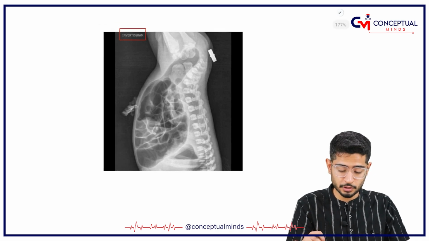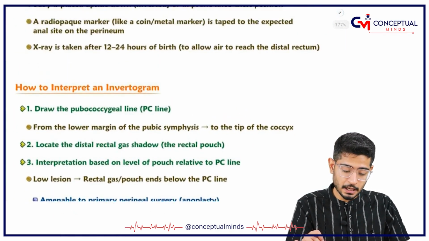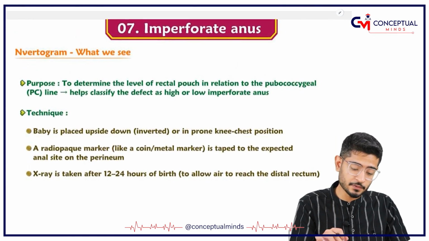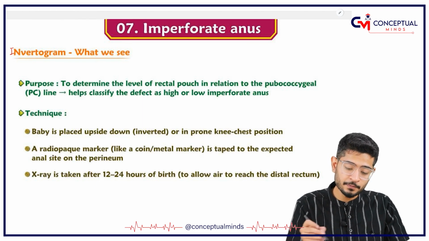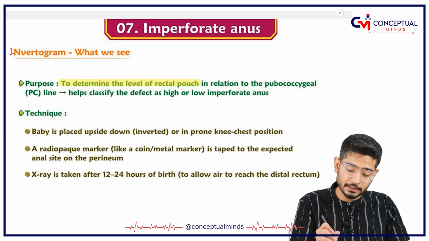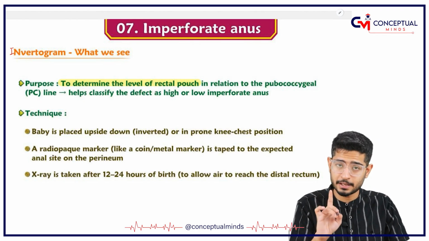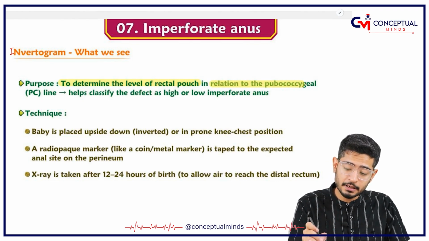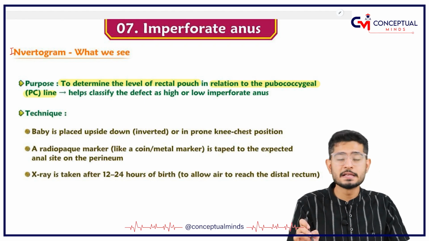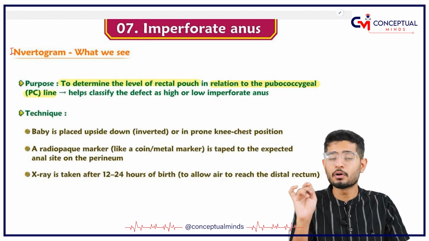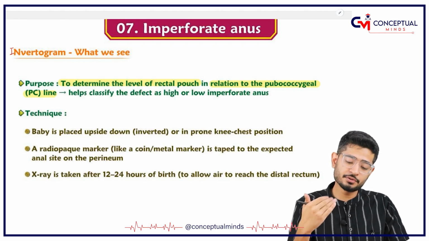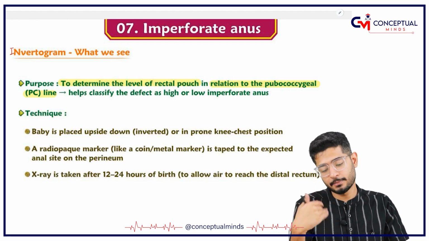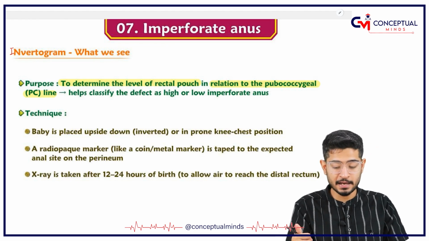Okay, we used to do invertogram. I'll teach you in detail how to interpret an invertogram. So what happens is invertogram is to determine the level of rectal pouch. It is used to determine the level of the rectal pouch in relation to the pubo-coccygeal line. So there is a line from the pubis to coccygeum. Pubo-coccygeal line is going to be there, and in relation to that you will see the rectal opening or the rectal pouch, either it is above or below, it is high or low.